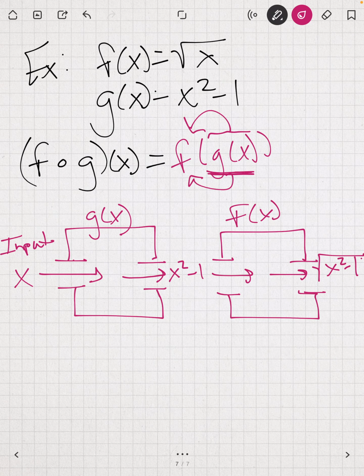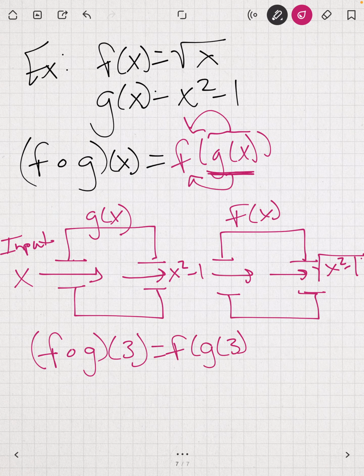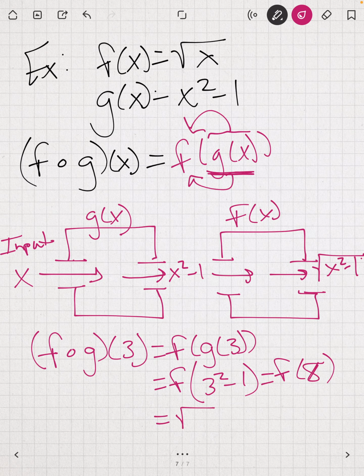And so think of it this way. Suppose I want f composed with g of 3. That's f of g of 3. f of g of 3 is 3 squared minus 1. 3 squared is 9, minus 1 is 8, so that's f of 8. And f of x is the square root of x, so it's the square root of 8. And if you want, we could write that as 2 square roots of 2, or I would just leave it as the square root of 8.